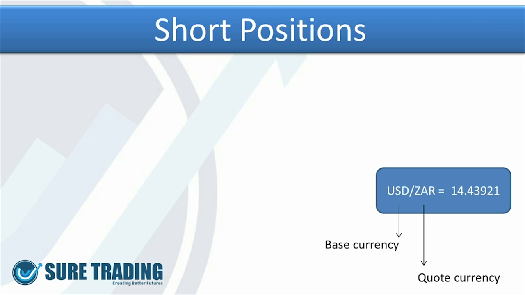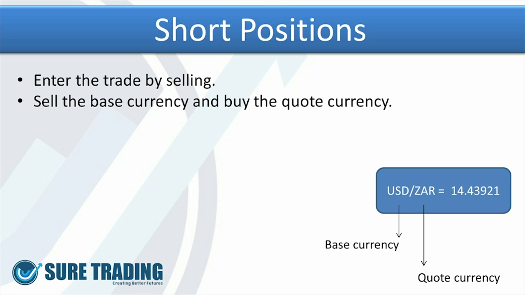Now the inverse applies if you believe that the US dollar is going to weaken. You would sell the pair. This is called a short position, and like a long position, also has nothing to do with the length of time. Instead of buying the base currency, you are buying the quote currency in this case, which means you will be selling the base currency because of the double-sided transaction.